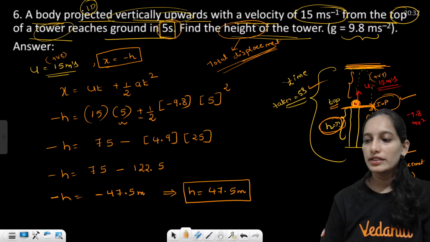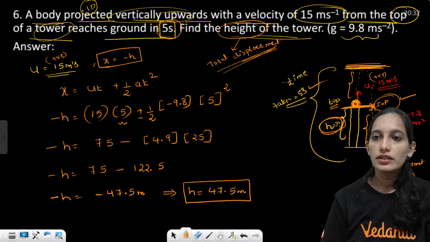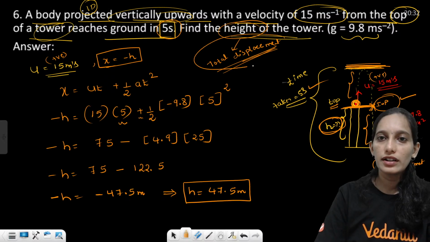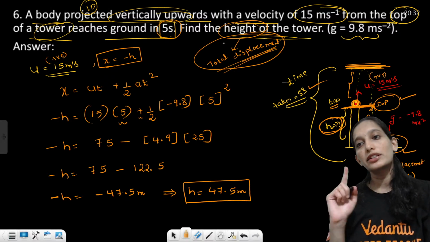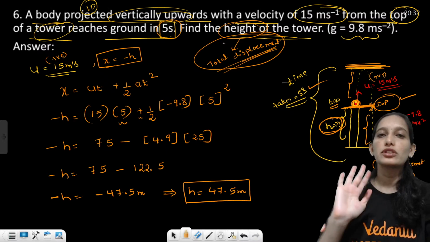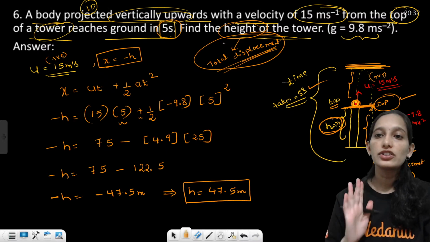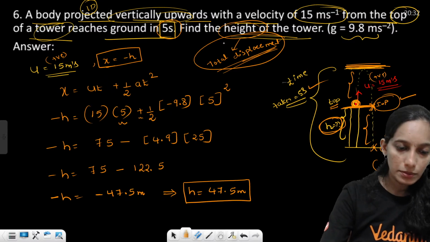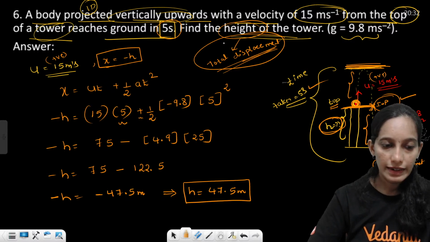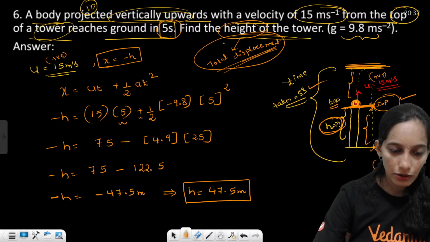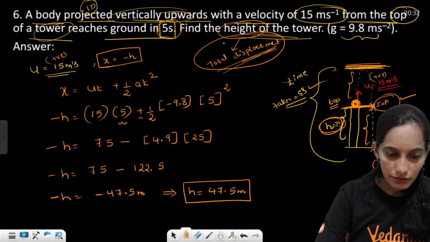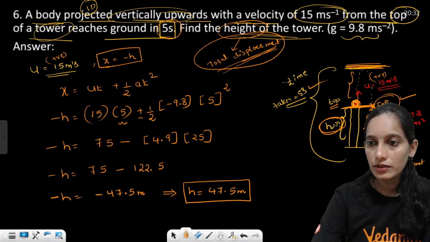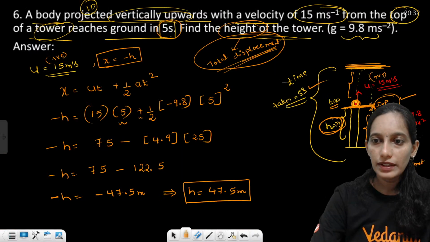This is the easiest and simplest method, but the simple point you have to understand is that the total displacement of the body in this entire process is just equal to the height of the tower. If you understand that concept, it is very easy. Any doubts?